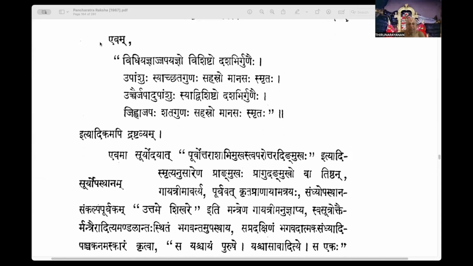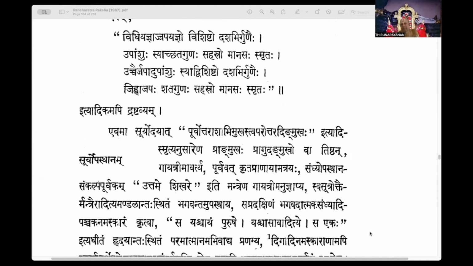So evam. Vidhi yajnaha japa yajnaha vishishtaha dashabirgunaihi. Upanshu syat shatagunaha sagasraha manasaha smutaha. Ucchair japat upanshu syat vishishtaha dashabirgunaihi. Jihva japaha shatagunaha sagasraha manasa smutaha. The same idea is given. Only the words are different. Instead of saying kriya yajna, we saw the word kriya yajna. Now it is vidhi yajnaha.